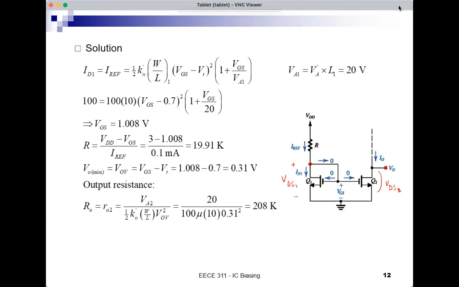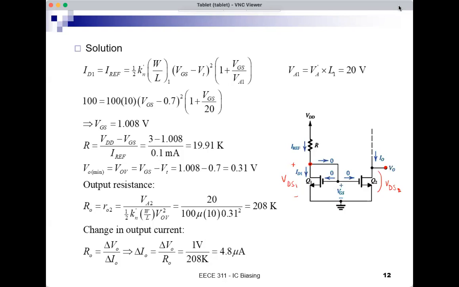So delta IO and delta VO are related by the output resistance formula. The output resistance RO is delta VO over delta IO. So if I have RO and I have delta VO, I can find delta IO, and it will be delta VO over RO. So delta VO is the change in the output voltage, 1 volt. RO is the output resistance, and this means that if the voltage increases by 1 volt, the current increases by 4.8 microamp.